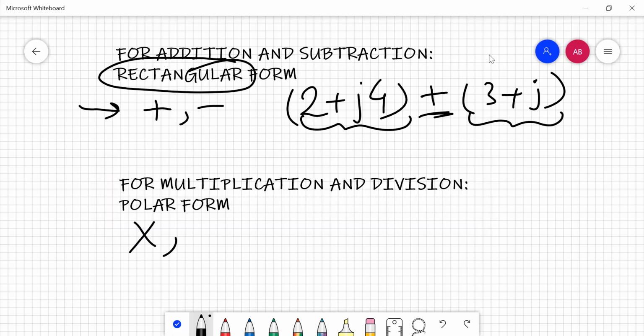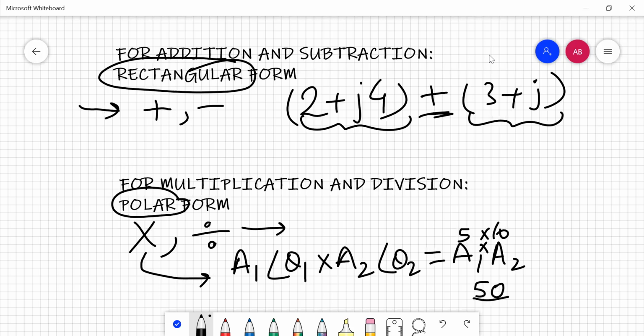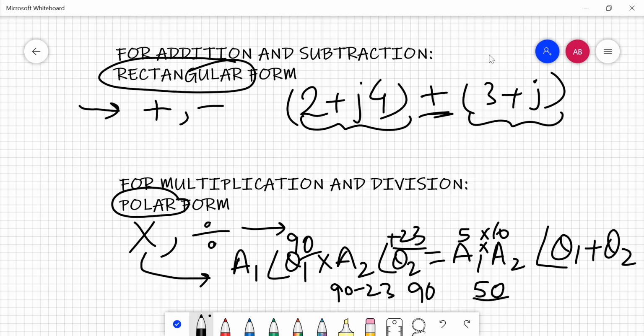But when I have to multiply or divide two quantities, then my impedances must be in polar form. When we are talking about multiplication, let's say one quantity is a1 angle theta 1 and it is getting multiplied with a2 angle theta 2. In polar form, a1 will be multiplied by a2 as such. Like if one value is 5 and the other is 10, it will simply be 50. The magnitudes get multiplied as we multiply simple numbers, but the angles get added with polarity. It can be the case that this angle is 90 while this angle is minus 23. So with polarity it will be 90 minus 23. And if this angle is 23, then it will be 90 plus 23 only. So with polarity, I have to take the value.